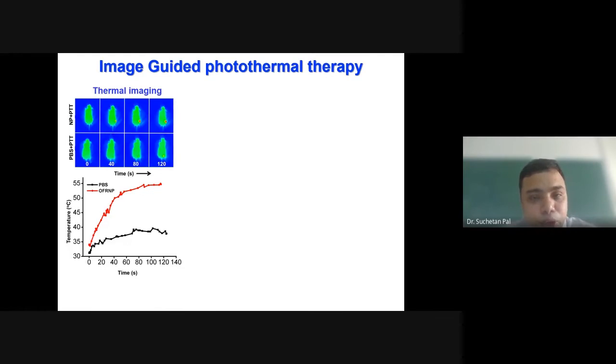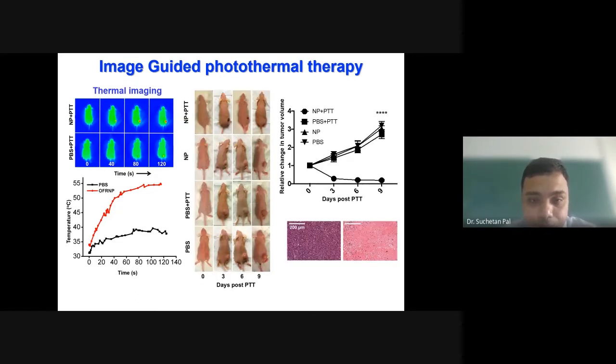So that leads to destruction of the cells surrounding this area, and mostly these are cancer cells. As you can see, these mice all have cancer, but these mice injected with nanoparticles got the photothermal therapy, and the other mice were controls. So this mouse was injected with nanoparticles but didn't get photothermal therapy. This mouse was injected with salt water and got photothermal therapy, and this is the control mouse with only salt water injection. We did photothermal therapy in these two mice and didn't do photothermal therapy in these two mice.